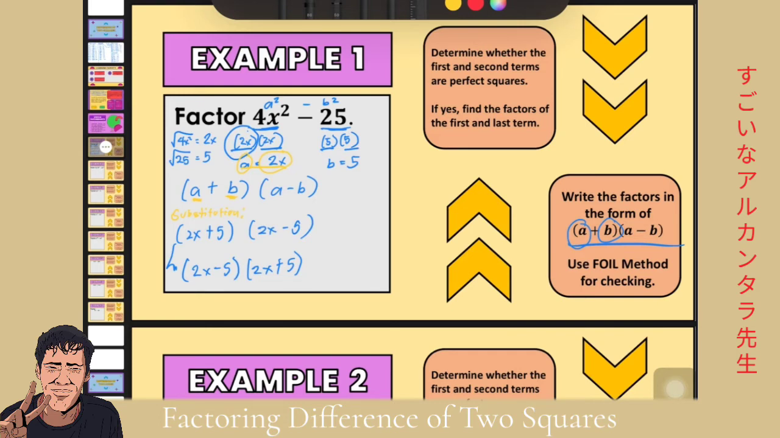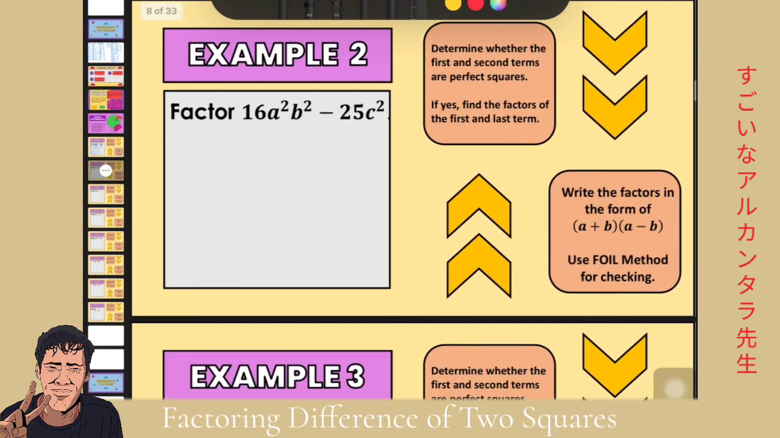So let's go with another one. Let's have 16a squared b squared minus 25c squared. You don't have to worry about this because, again, you just have to tick the boxes. Identify first the first and second terms if they are perfect squares. So you have 16, that's a perfect square. A squared, that's a perfect square.